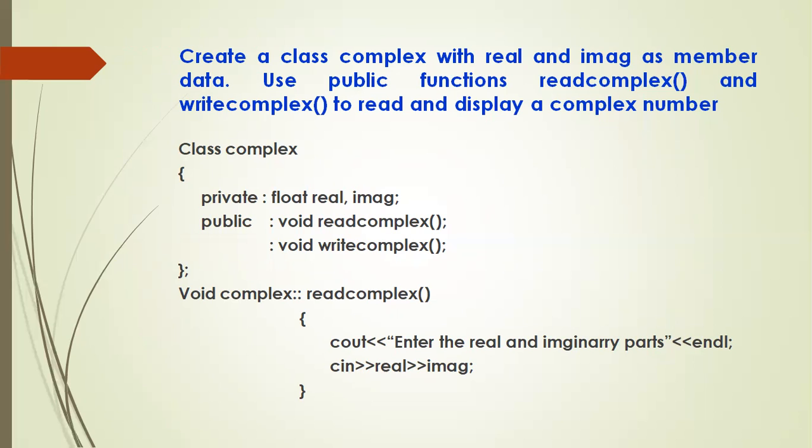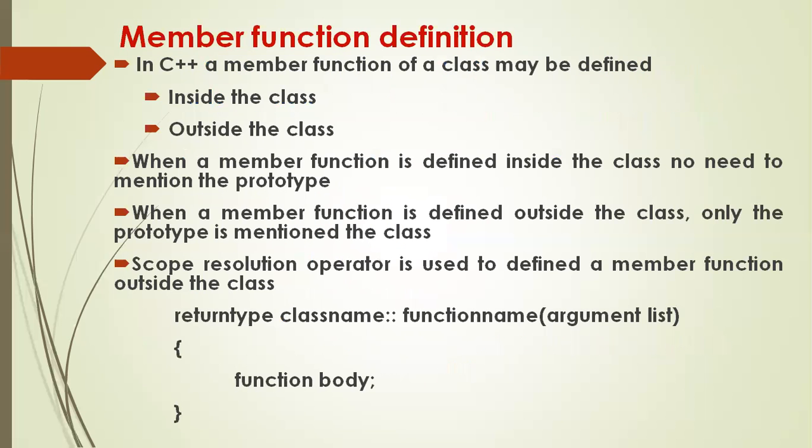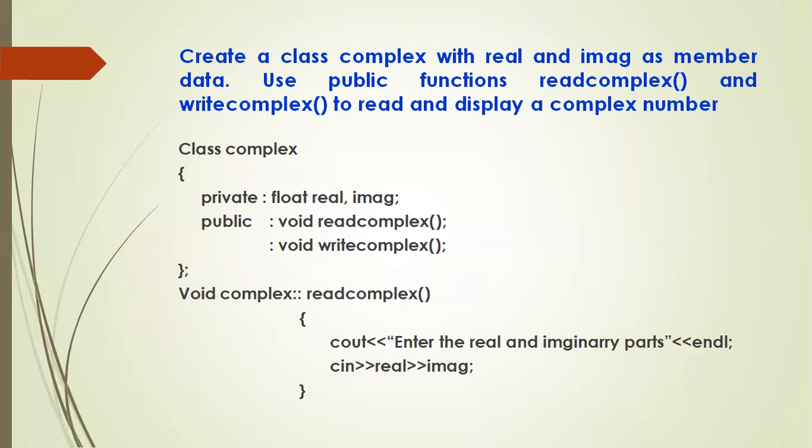The first function is read complex. What's the general syntax? First you write the return type, then the class name, scope resolution operator, function name, argument list. So here the return type is void. The class to which read complex belongs is complex, then the scope resolution operator. Then the function name read complex. Since the function has no argument, just open the parenthesis and close it. Then open the brace. Within the open brace and the closing brace, you write the statements of the function.